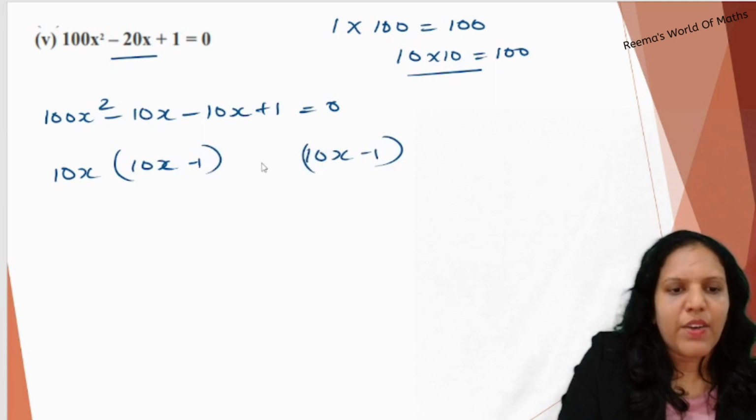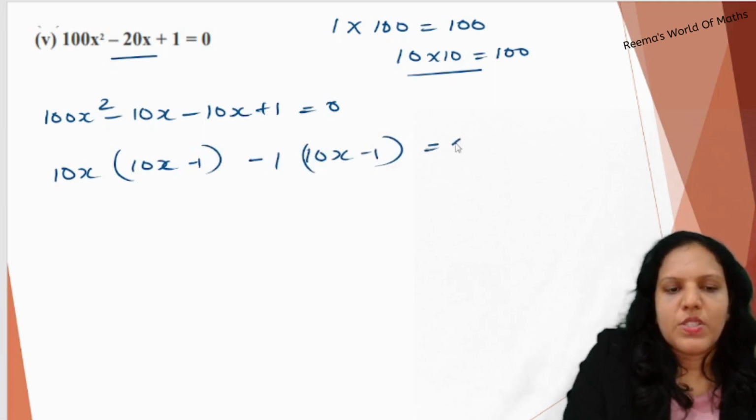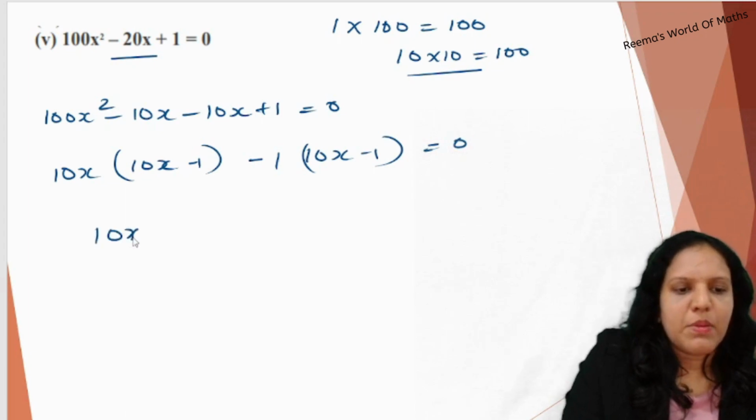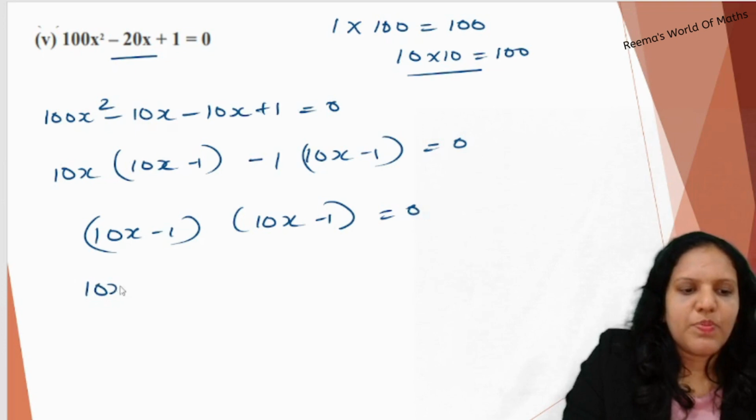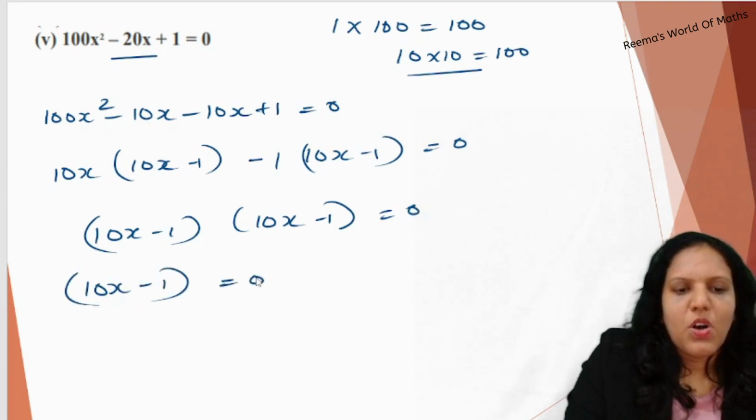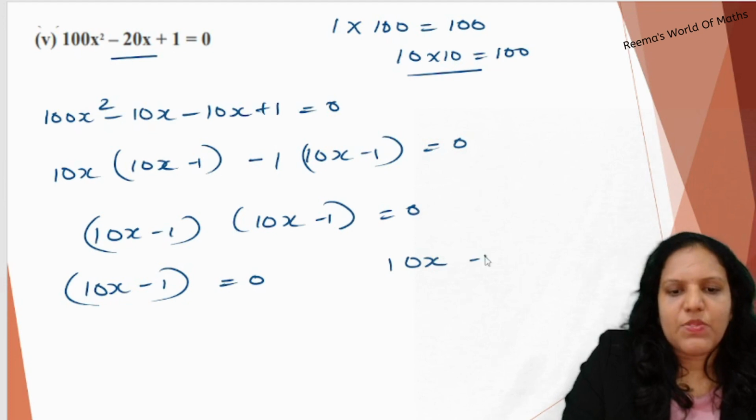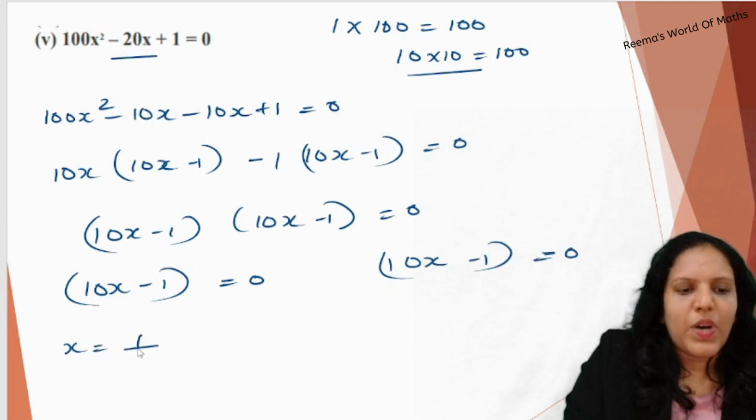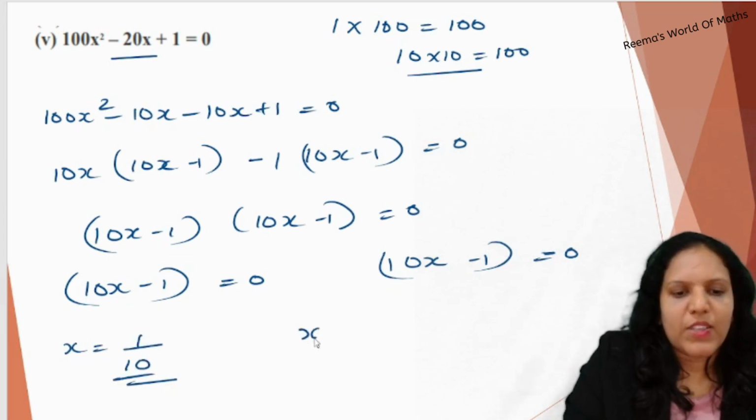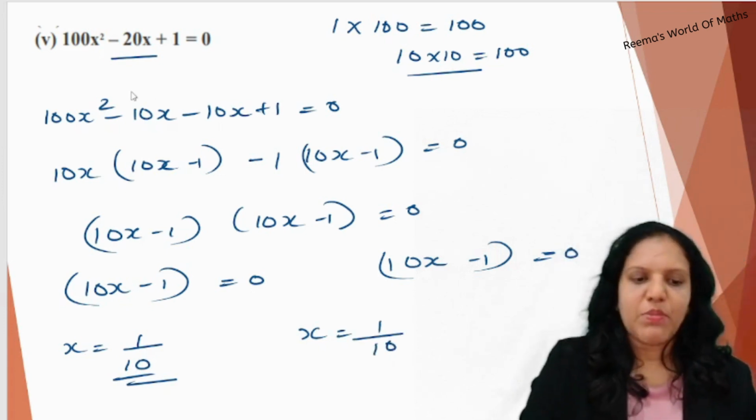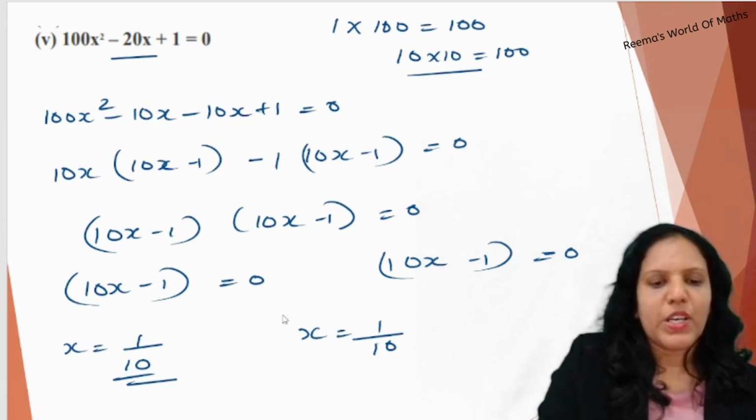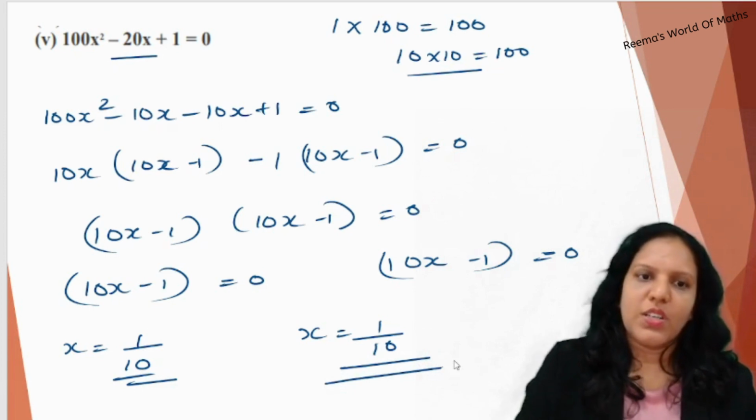So that will be (10x - 1) multiplied by (10x - 1) equals 0. So either 10x - 1 = 0, or the other 10x - 1 is also equal to 0. So x = 1/10 or x = 1/10. I hope you are clear on this. Here also we have two identical roots for the quadratic equation.